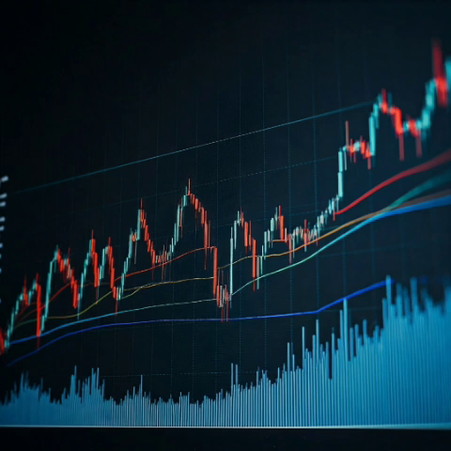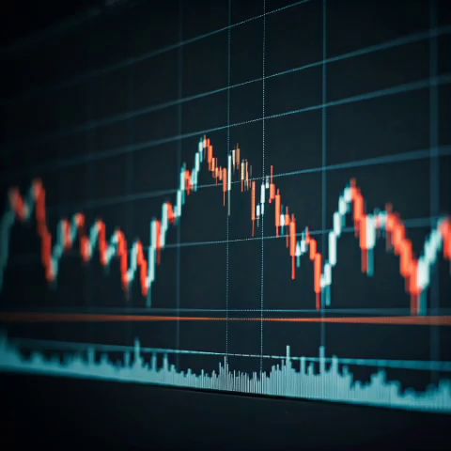So if these lagging indicators aren't the answer, then what is? Well, that's where volume comes in. Volume is really the key to understanding the force behind price movements. It's like the fuel that's driving the car. It tells you how much conviction there is behind a particular price move. So if we see a big price move but the volume is low, that might be a sign that the move isn't sustainable. It could be a false breakout or a trap.